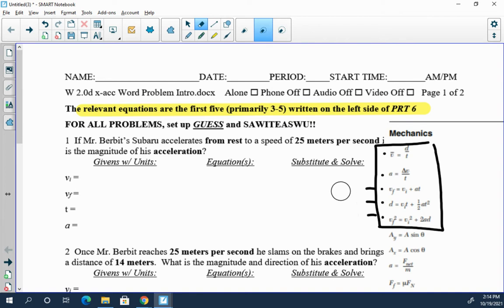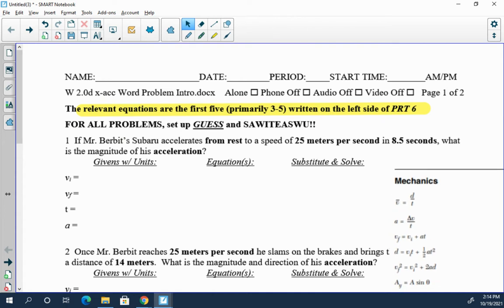All right, let's clear this up. Now, let's go through this. So, Mr. Burbitt's Subaru accelerates from rest to a speed of 25 meters per second in 8.5 seconds. What is the magnitude of his acceleration? Sounds like a lot, but actually, if you break it down into what's actually being stated, it's pretty straightforward. I'll give you a heads up onto which givens. So which givens are required for this problem?